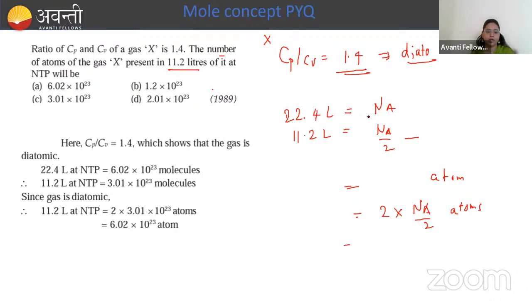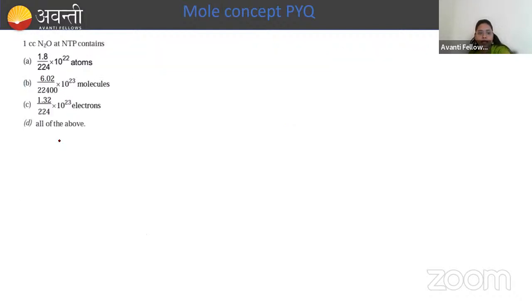2 into 3.01 into 10 raised to 23 atoms. We will get 6.02 into 10 raised to 23 atoms. That is option number A. Right? Any doubt in this? Very simple. Okay. Next problem.